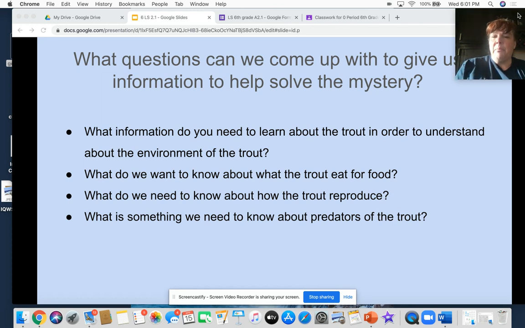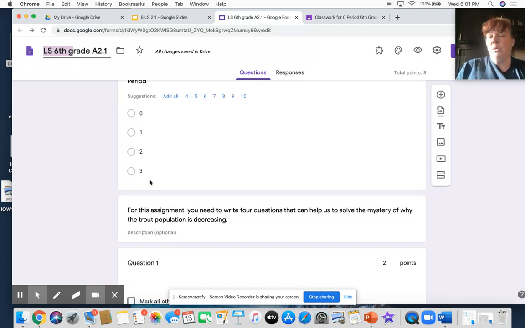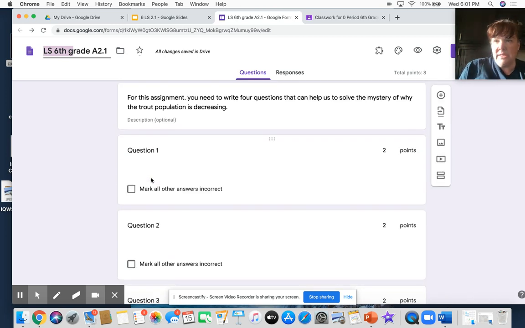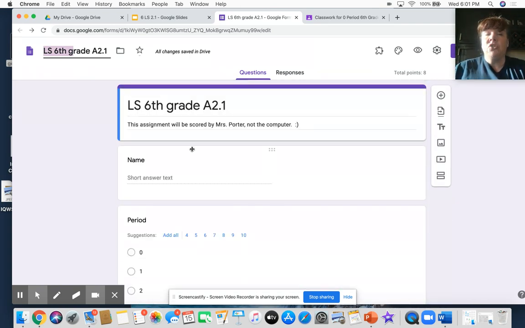Is there something we need to know about predators of the trout? With the sheep, they were being overhunted. Is that the case here? I don't know. So, your assignment today, I told you it's a quick one. You are going to come up with 4 questions that you can ask to help us solve the mystery of why the trout population is decreasing. It needs to be in the form of a question. It needs to be about something with the organism, the environment, or both, and what their interactions are with each other. Think about these 4 things, and then make sure that you turn that in.